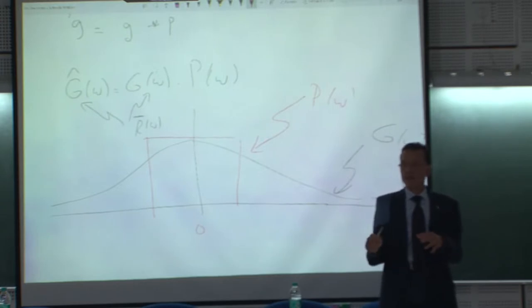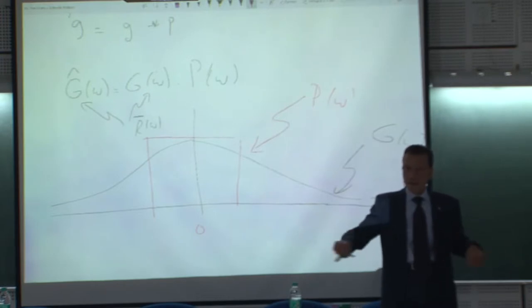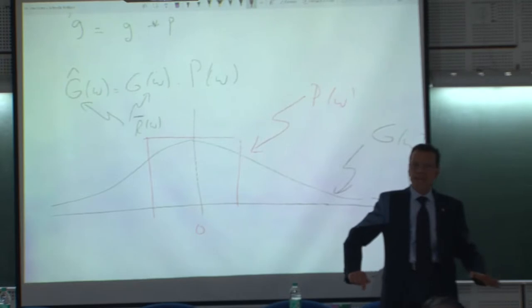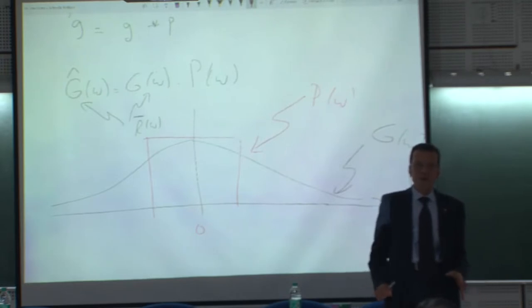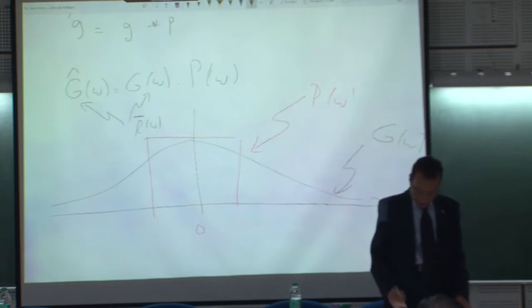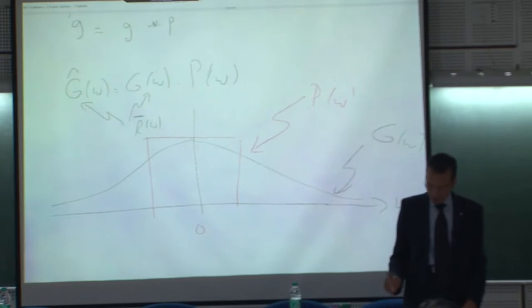So the only way is to say, okay, my limited frequency measurements will not kill the out of band data, but it will weaken them. It will attenuate them very, very strongly, as if you have really a filter. If you have a filter, in this case, you will not have a rectangular pulse. This is an ideal filter. But you have something like that.